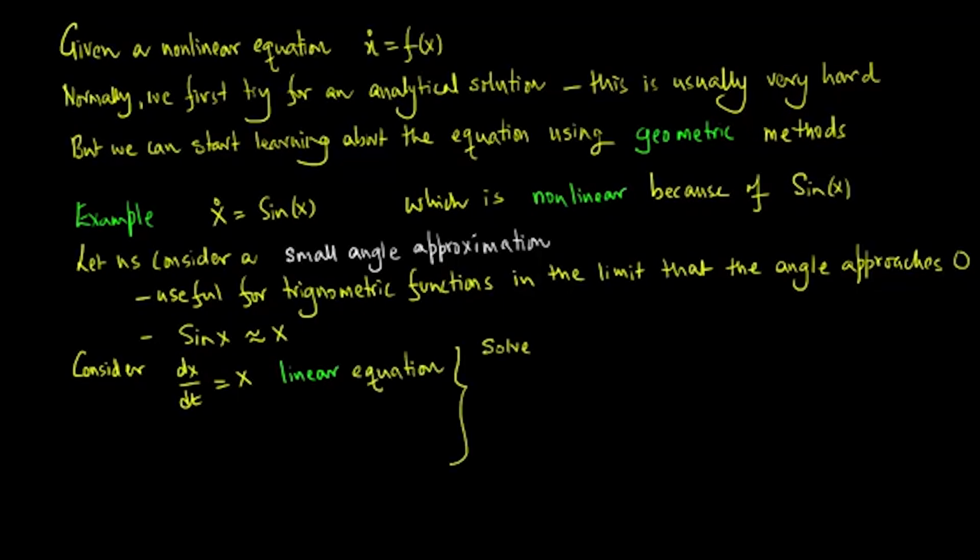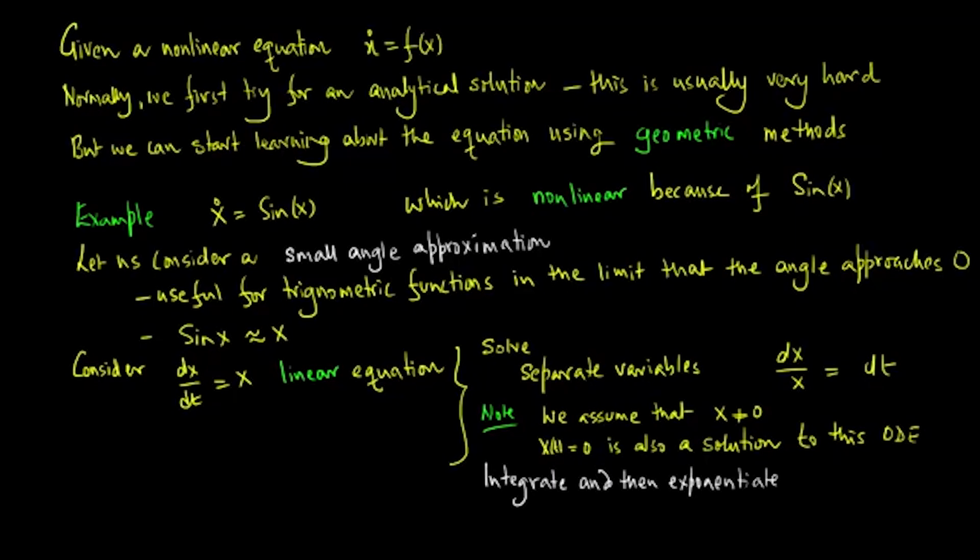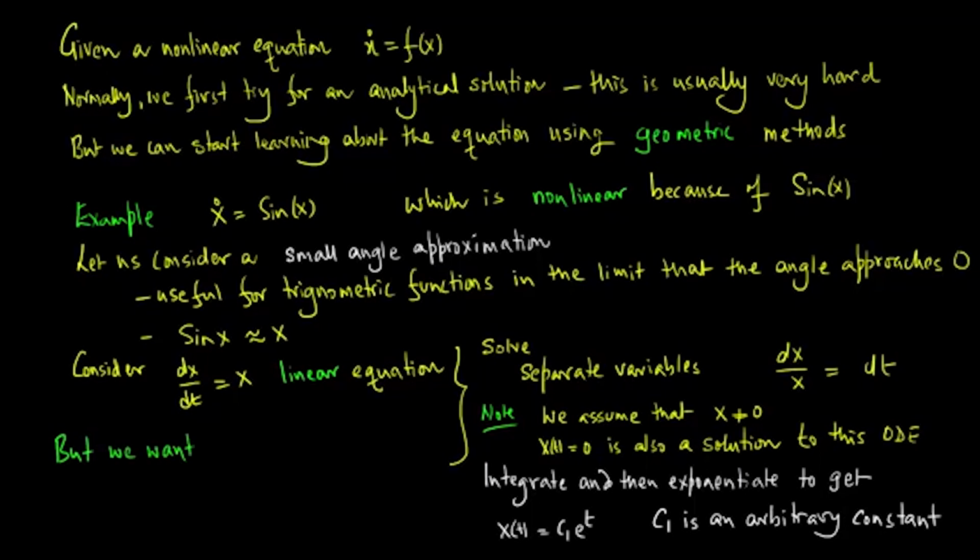To solve it, we separate variables to get dx by x is equal to dt. Note that we are assuming that x is not equal to 0. However, x of t is equal to 0 is also a solution to this ordinary differential equation. So we integrate and then exponentiate to find the solution. x of t is equal to c1 e to the t, where c1 is an arbitrary constant. But what we really wanted to do was to learn about the original nonlinear system.